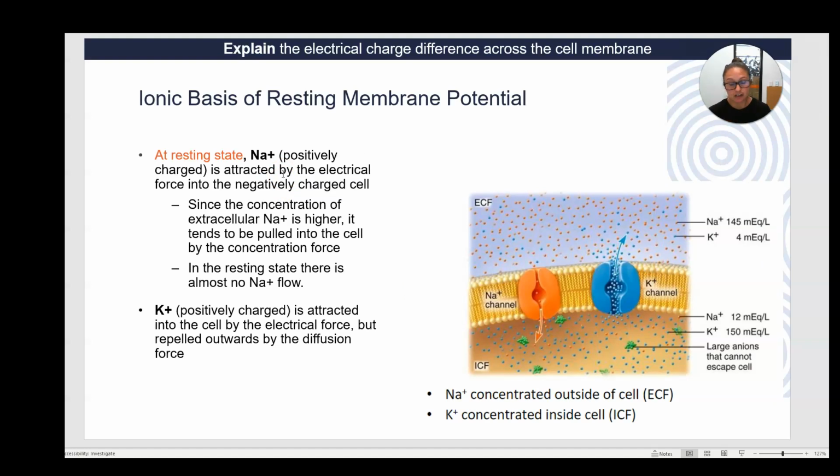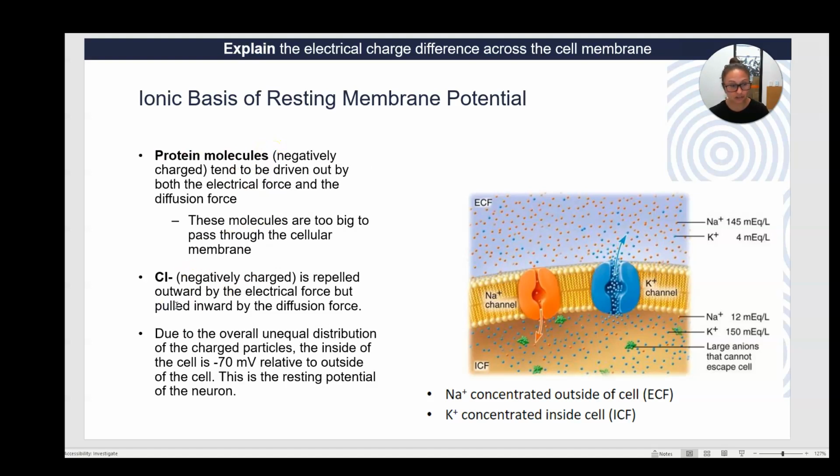These next few slides go through that in a little bit more detail, but I've summarized it in a very simple form so you can understand. Just shows you what sodium is doing, what potassium is doing, what the protein molecules are doing, and what chloride is doing, and the fact that we end up with a cell sitting at -70. That's essentially what that is kind of illustrating.